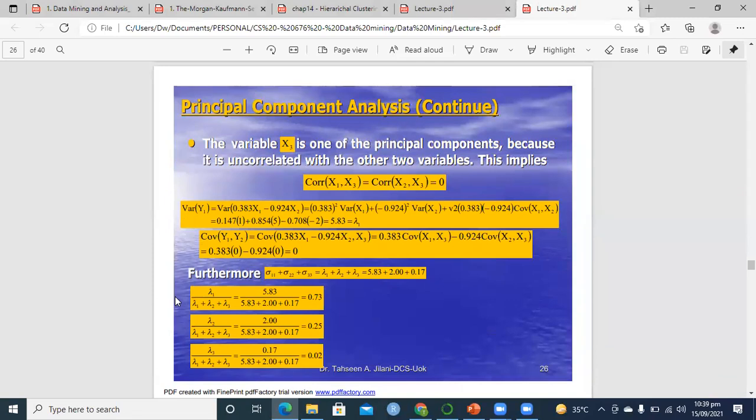So how much variation is explained by the first principal component? It is 5.83 by the sum of all, it is 0.73. And similarly for lambda 2 divided by this, it is 0.25. So 0.73 plus 0.25 is 0.97, 97%. And only 0.02, or 2%, is represented by the third variable. So we can remove the third principal component from our analysis because its contribution is very, very small.